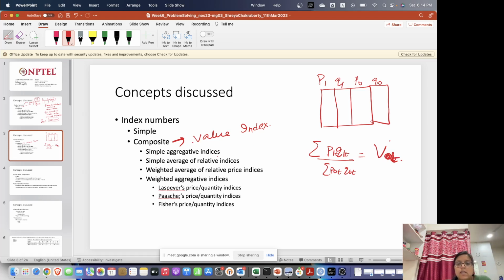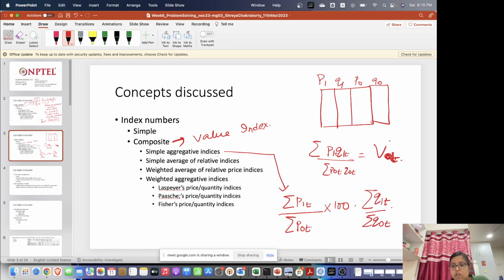Apart from this value index, we learned about some simple aggregative indices, which would be the addition of the price indices at the point of inspection by the total price indices in the base year into 100. Similarly, it could be quantity: summation Q1T by summation Q0T into 100.